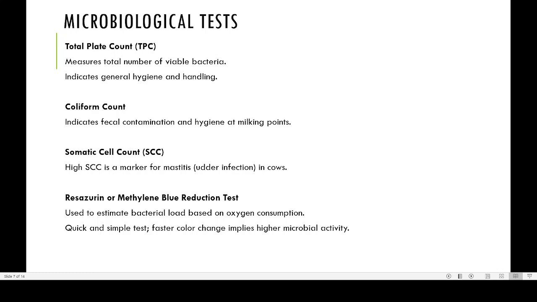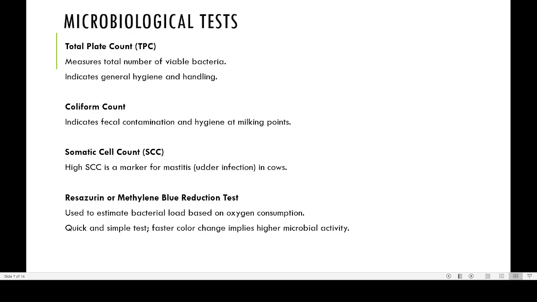If the farms are not properly cleaned, there is a possibility that fecal bacteria like E. coli can develop there, and E. coli contamination indicates that some kind of fecal contamination has taken place. Then the somatic cell count. A high somatic cell count is a marker for mastitis. Normally it is an infection of the udder or nipple of the cow. It is a common disease affecting cows. So that is an indication of mastitis, a kind of udder infection.